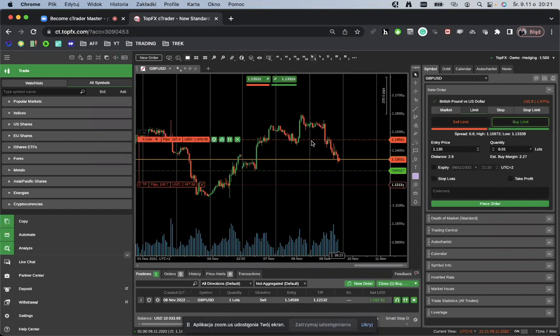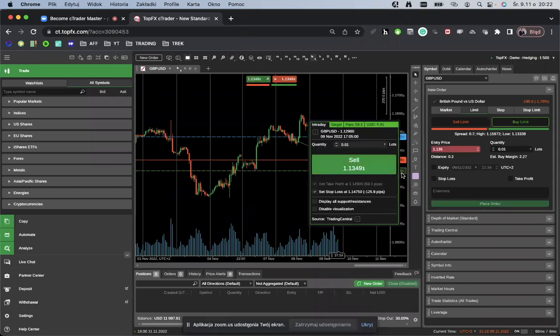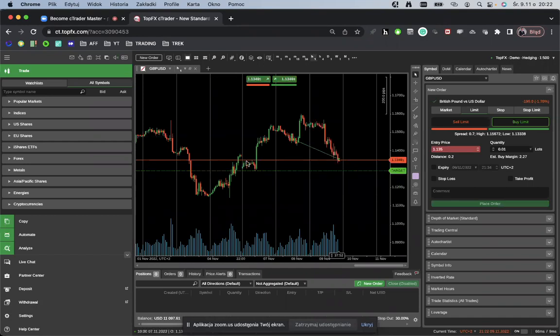I'm having this position here, and for the purpose of this video, I'm going to close it. There you go. I've made some profits. It doesn't actually matter. What I want to show you is the clean chart for you to understand. Let's say we want to trade using the Fibonacci retracements. Please remember, this is just an example of our strategy.